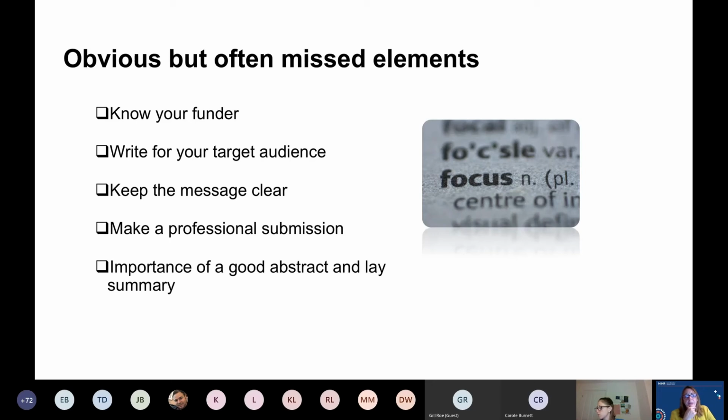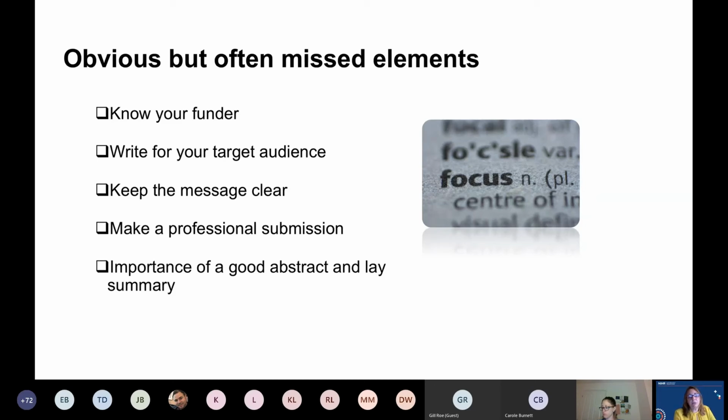And just a couple of key but often missed elements. As I said, know your funder, know your funder's language, know your funder's priorities. It's incredibly important. Write for your target audience. So most funders now will tell you who's on their panel. And so it's really important to write with those people in mind. And that can be really powerful in saying, should I include this information or not, based on can I fit this in? And if you can think of the people, that makes it a little bit easier about, no, I don't need to include that, or yes, because they won't understand it.